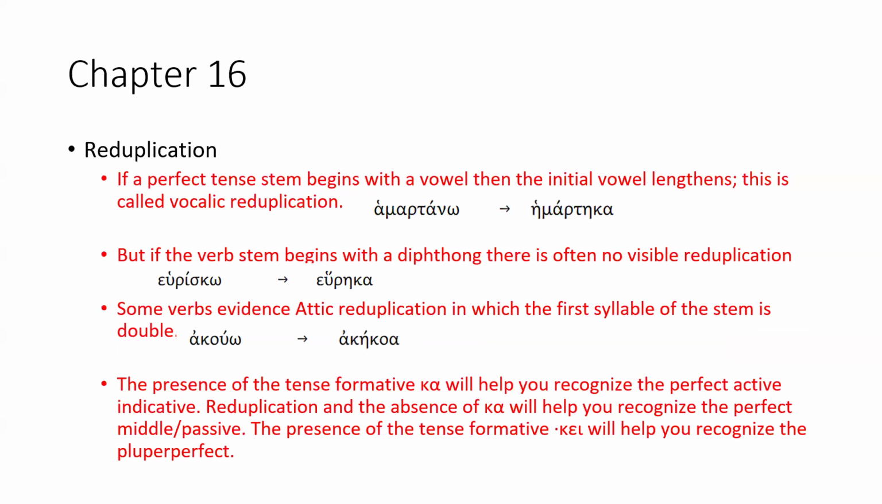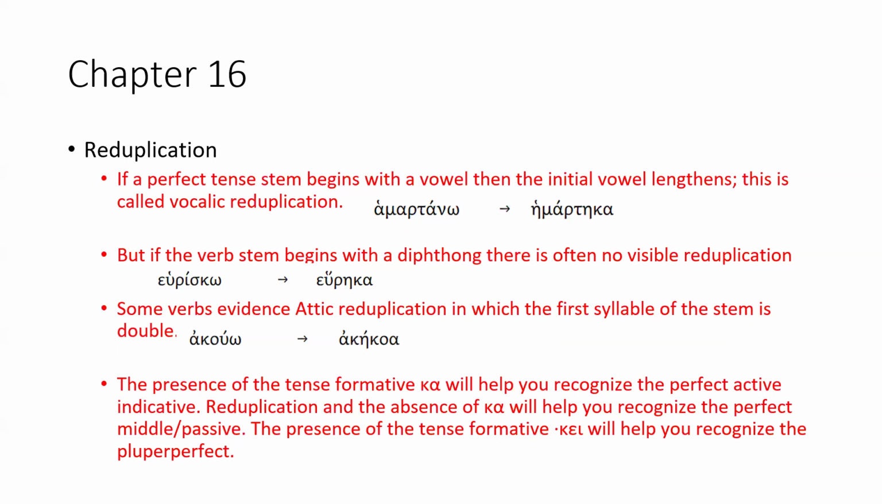If a perfect tense stem begins with a vowel, then the initial vowel lengthens. This is called vocalic reduplication. So hamartano becomes hemarteka. But if the verb stem begins with a diphthong, there's often no visible reduplication. Heurisko becomes heureka, no visible reduplication. Some verbs evidence what's called Attic reduplication, in which the first syllable of the stem is doubled. Akouo becomes akekoa.